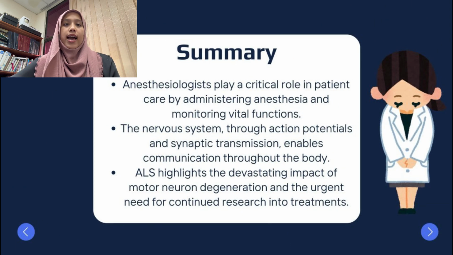In conclusion, anesthesiology is a vital medical specialty that combines a deep understanding of the nervous system, its anatomy, and biochemical processes to ensure patient safety during surgeries and procedures. The role of anesthesiologists goes far beyond administering anesthesia. They are critical care experts, pain management specialists, and lifesavers in emergency situations. Diseases like ALS highlight the importance of ongoing research in both neuroscience and medical innovation. By advancing our understanding, we can develop better treatments and perhaps one day find cures.